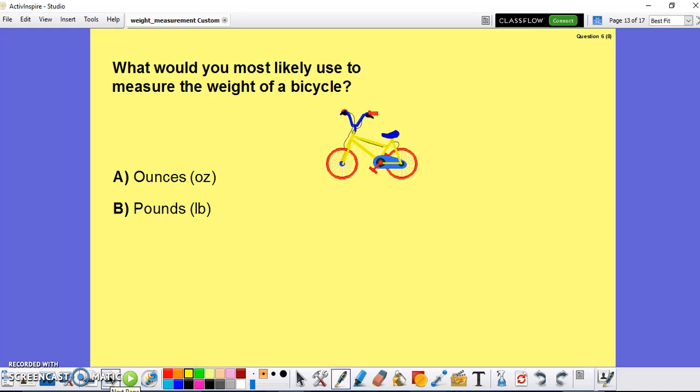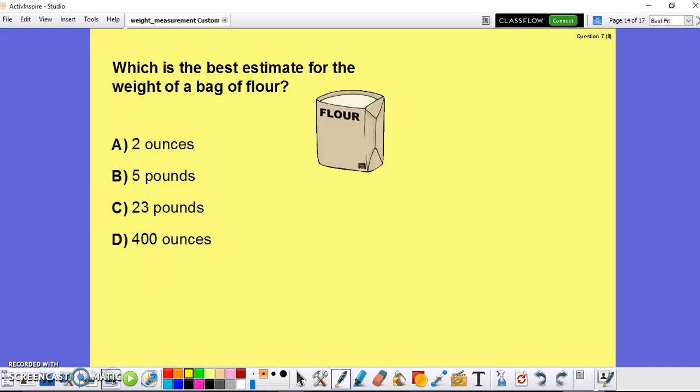How about what you would most likely be using to measure the weight of a bicycle, ounces or pounds? My choice here would be pounds, because typically bikes are heavier than the things that you would measure, which would be the smaller units for ounces.